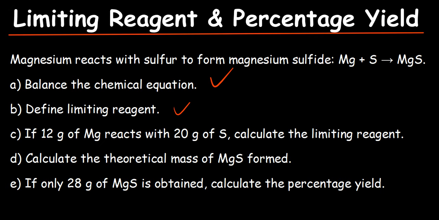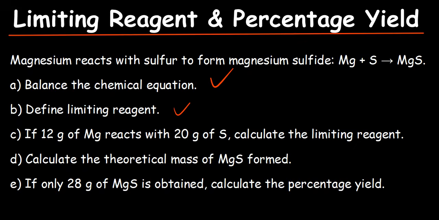Then C: if 12 grams of magnesium react with 20 grams of sulfur, calculate the limiting reagent. Okay, so this is very interesting. 12 grams of magnesium reacts with 20 grams of sulfur. Please never assume, because it has 12 grams, that it is the limiting reagent. You have to calculate basically that. So let's solve this one.